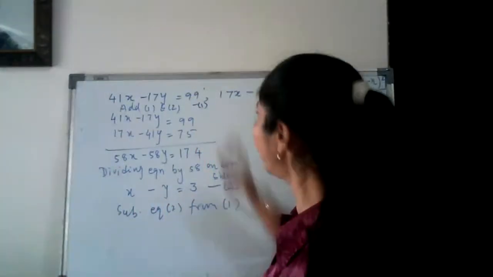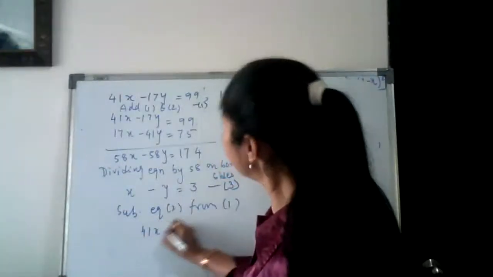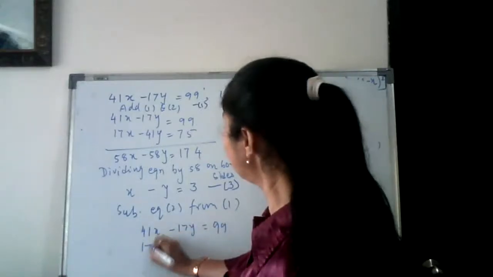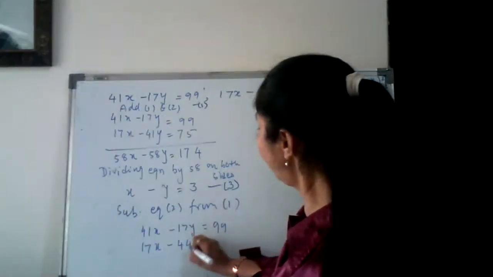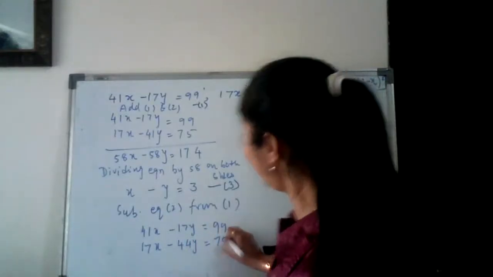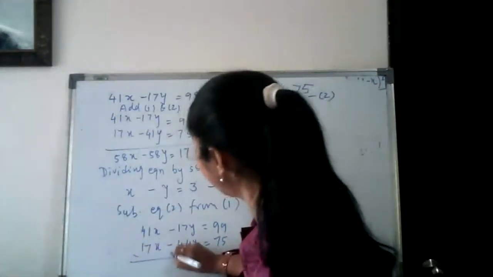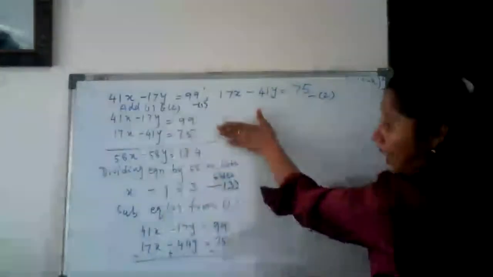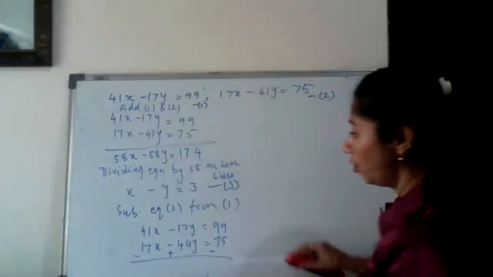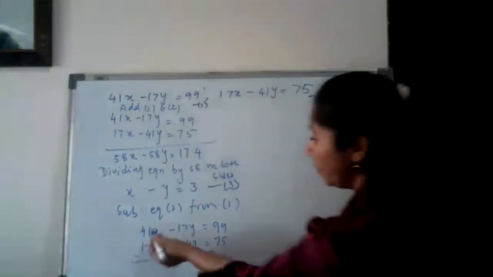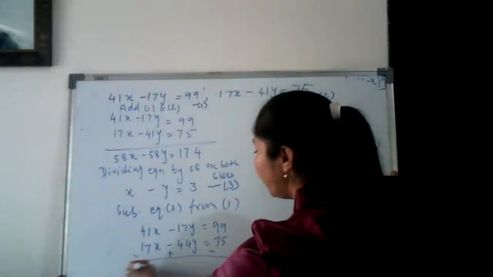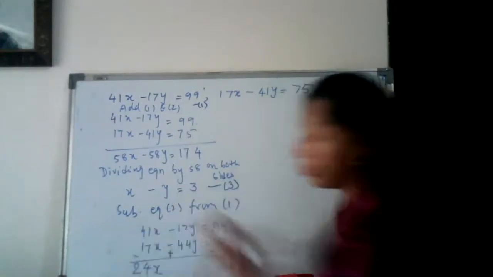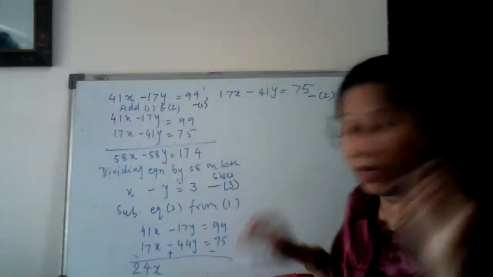Equation 1 minus equation 2, we will do similarly: 41x minus 17y is 99, 17x minus 44y is equal to 75. और इस बार हम यहाँ पे क्या करेंगे, सब्ट्रैक्शन करेंगे, तो सारी साइन चेंज हो जाएगी. ठीक है, पहले हमने क्या किया, ऐड किया, फिर हम क्या करेंगे, सब्ट्रैक्ट करेंगे. सो सब्ट्रैक्शन करेंगे तो क्या मिलेगा, 11 minus 7 is 4, and यहाँ पे 3 minus 1 is 2. So what do we get, this is 24x.